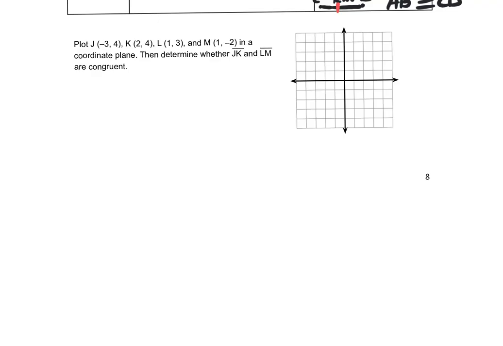Okay, and then what we're going to do is label that with a J, point J. Kind of like we did earlier in the chapter. Okay, 2, 4 is going to go right 2, up 4. That would be point K. L is at 1, 3. So we're going to go right 1, up 3. M is at 1, negative 2.